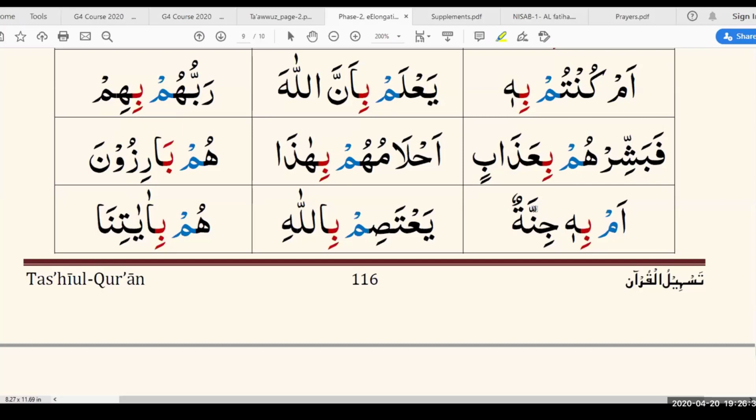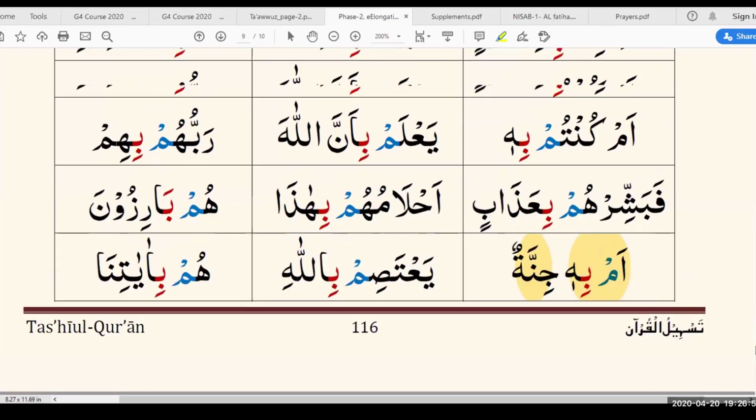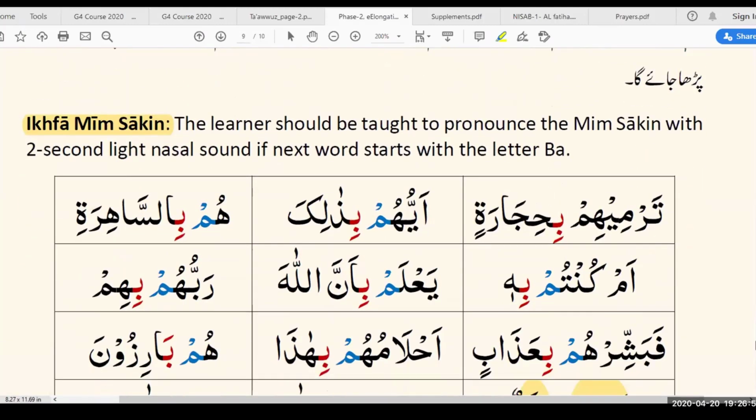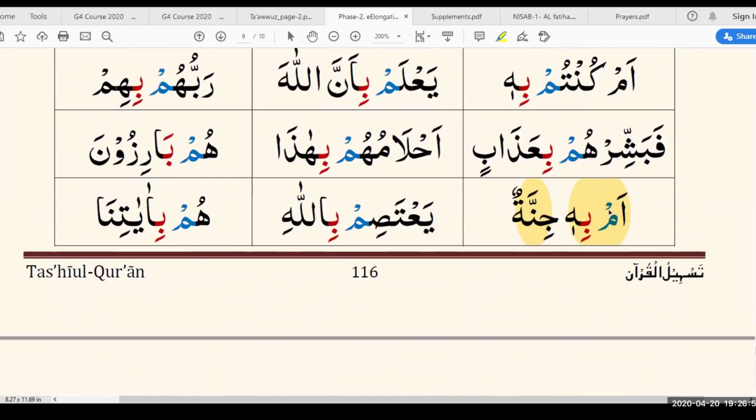The ba was okay. The noon was not pronounced correctly, and the meem sakinah was not pronounced correctly because we have just learned that the ikhfa meem sakin rule says that when you have a meem with a sukoon followed by a ba for the next word, then you have to prolong that meem for 2 seconds, remember? Yeah. And this noon has a tashdeed sign on top, a shadda sign. So you have to do a 2 second noon nasal sound. So it should sound something like this.